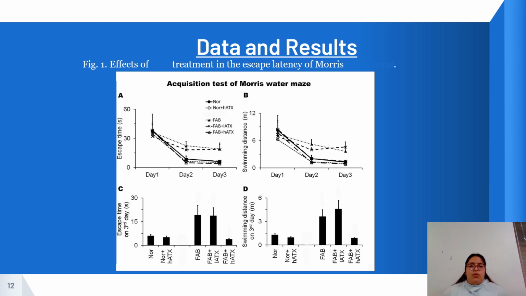The results of the acquisition in the Morris water maze test display that there was a difference in performance between the different groups of lab rats, including the control group. All the groups of lab rats shortened their time to find the underwater platform starting on the second day of the three consecutive days of trial. The results of the escape time on the third day indicated that the low dose of ATX treatment in FAB-induced rats spent more time to find the platform than the ones with a higher dosage.